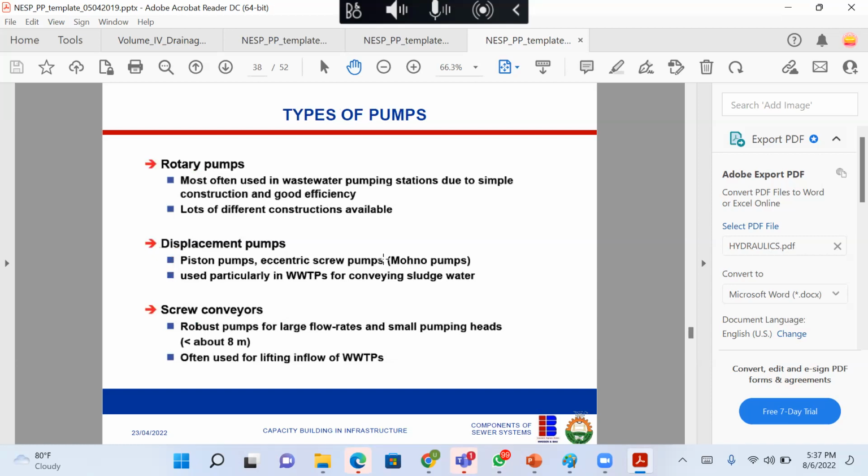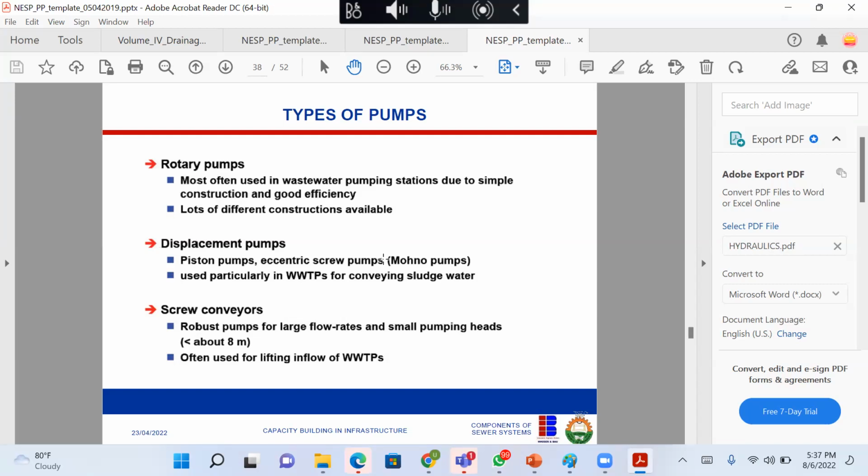So we have different types of pump used for wastewater and stormwater. We have the rotary pumps. They are very good. You have the displacement pump. They also use, and then you have the screw conveyors. Screw conveyors are the one we call Catchment screw. I will show you what it looks like shortly.